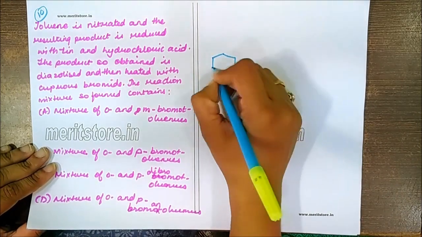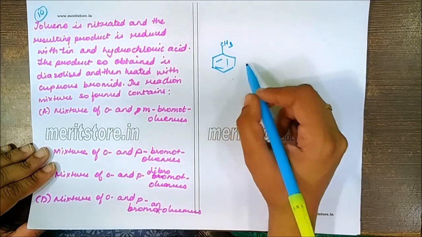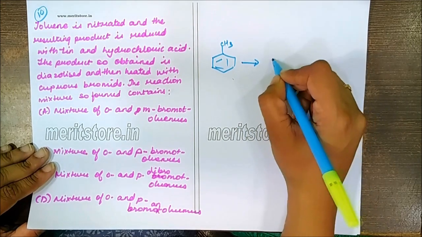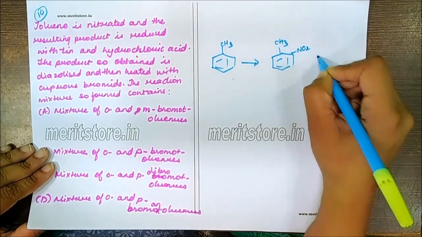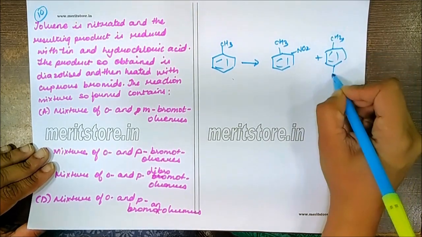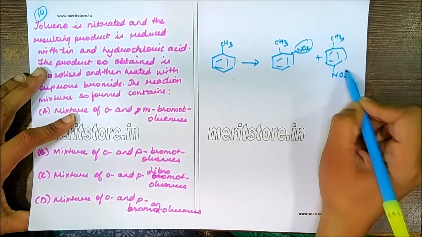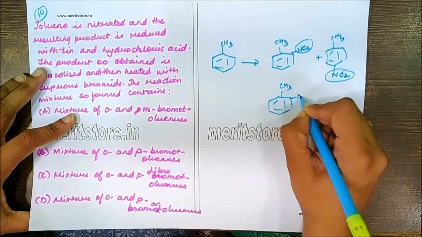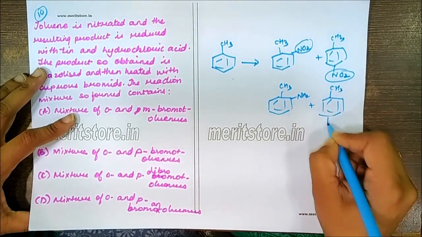Toluene, that is CH3 on the benzene ring, is nitrated. When it is nitrated, the resulting product, nitration, will give us two products, CH3 with NO2 at the ortho position plus CH3 with NO2 at the para position. And this is reduced. So when it is reduced, this will give you corresponding amines. So we'll get CH3 aniline like this, ortho-aniline, and the para-aniline like this.